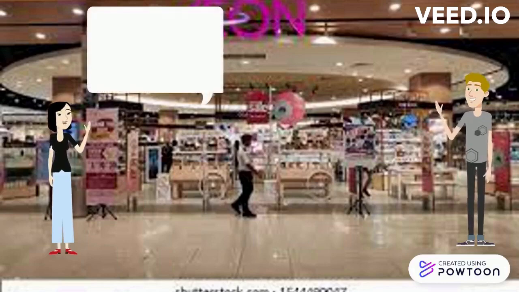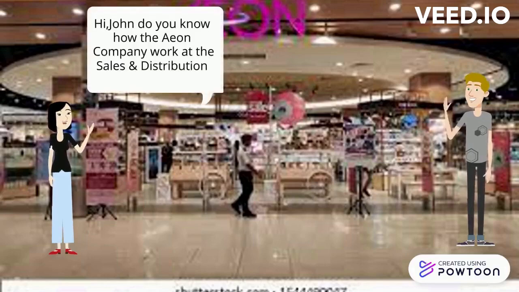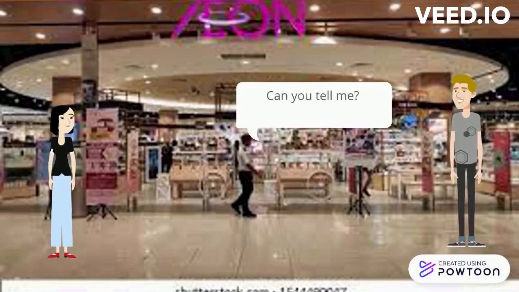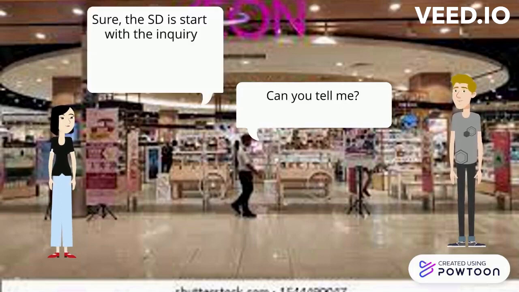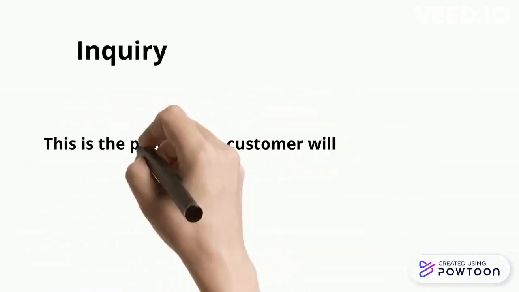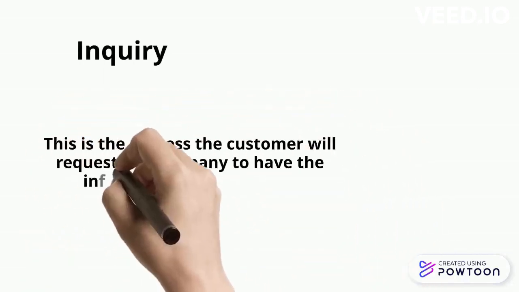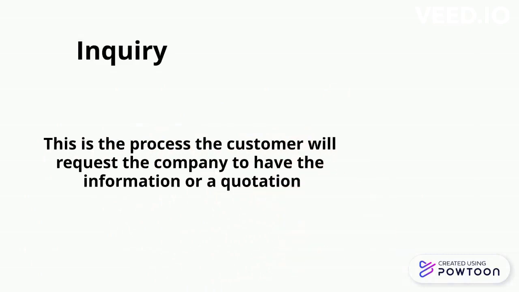Hi John, do you know how the Aon company works in sales and distribution? Can you tell me? Sure, SD starts with the inquiry. This is the process where the customer requests information or a quotation from the company.